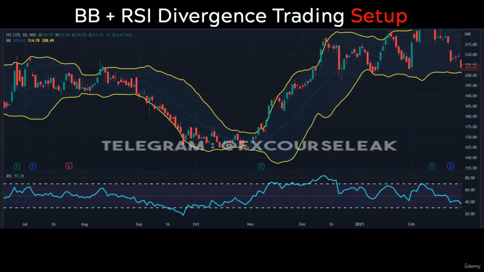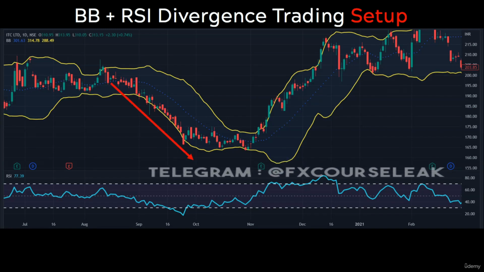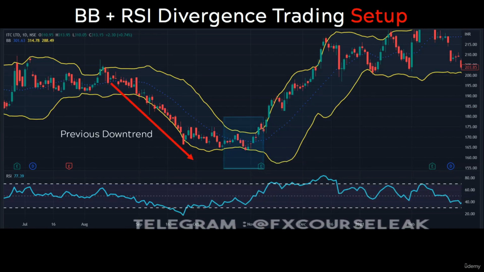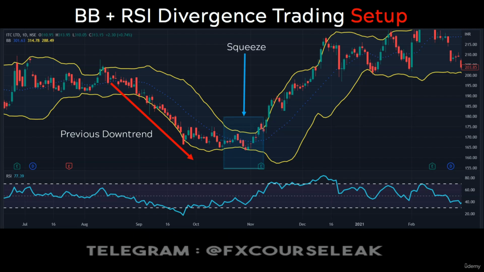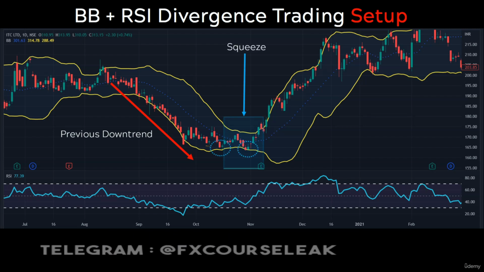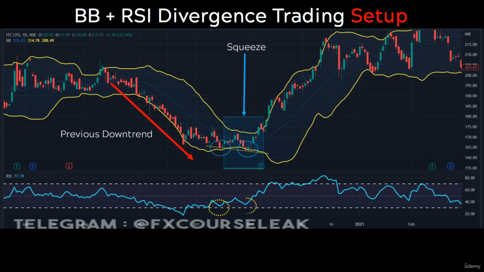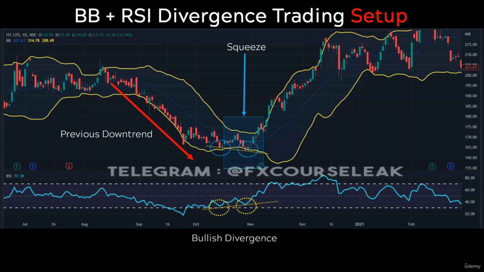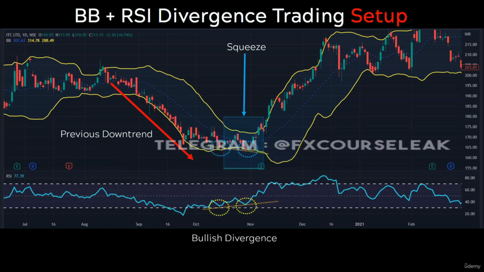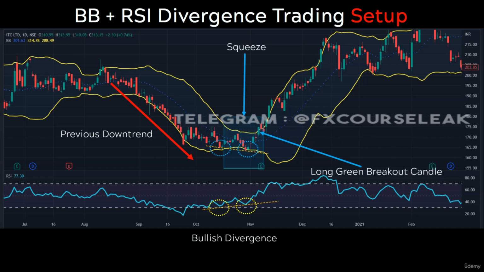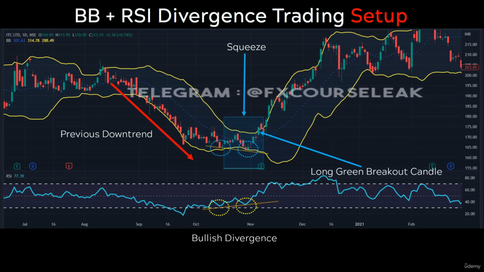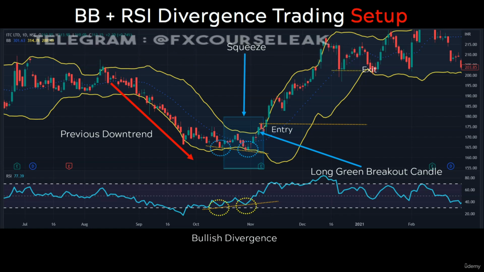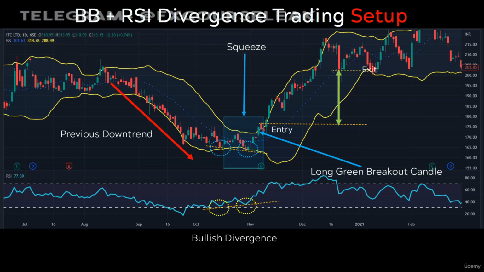Then next we have this chart of stock ITC. As you can see here, there is a contraction of Bollinger Band after a downtrend, and this contraction is accompanied by a bullish divergence. Just notice price is making a lower low while RSI is making a higher low. So this validates our trading setup and we are all set to make an entry at the long green candle, which gives a breakout above the upper band. As you can see, our confirmation is given by this green candle.